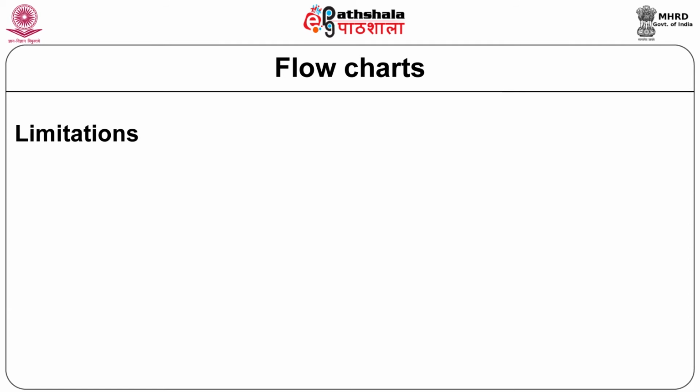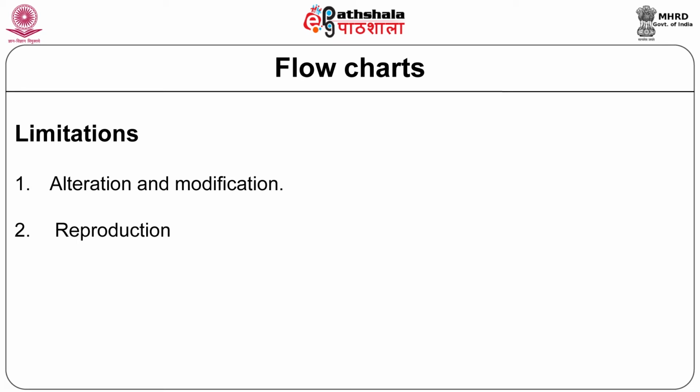Limitations of flowcharts. There are 3 different types of limitations. First, alteration and modification. Second, reproduction. Third, complex logic. Flowcharts may require redrawing, and therefore it is difficult in alteration and modification. Flowchart symbols cannot be typed, hence it is problematic. A flowchart could be complex for a longer or lengthy program.